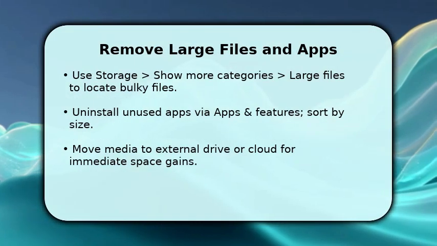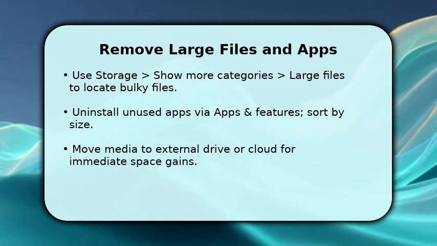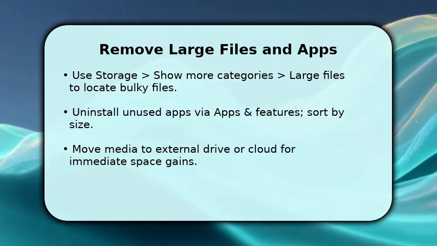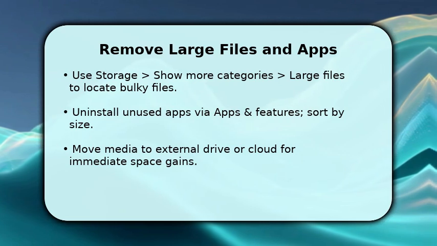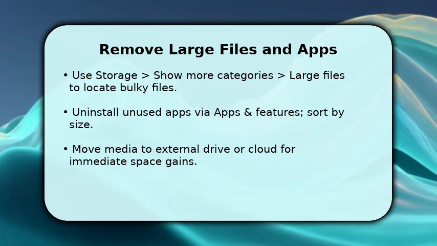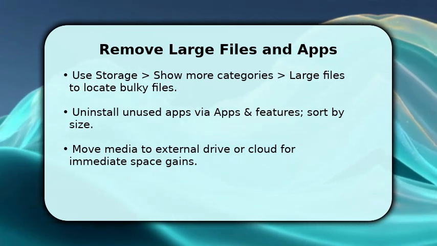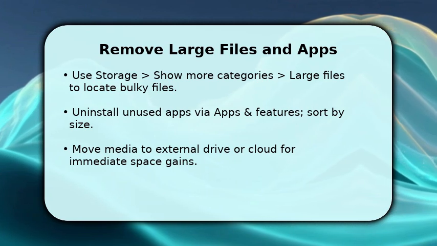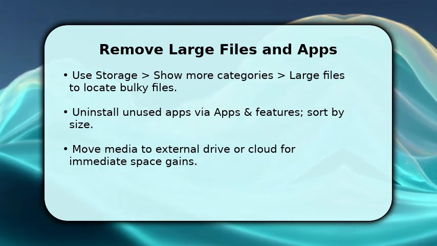Now focus on big consumers, large files and apps. Open Storage and expand categories to find large files, sort by size and delete or move items you don't use. Then go to Apps and Features, sort by size, and uninstall unused programs. This removes installed footprints and related data.